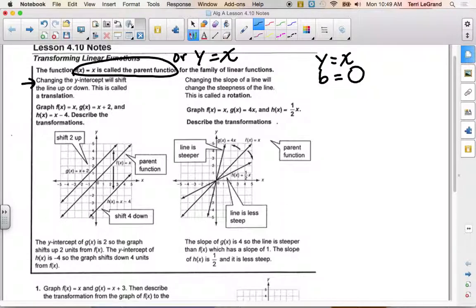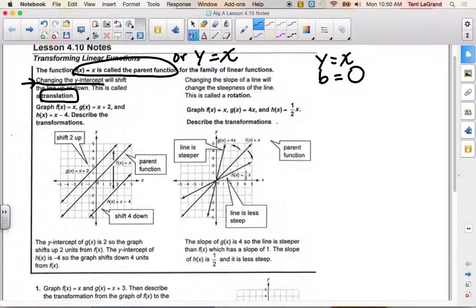So if the y-intercept is going to change, that's a transformation. The transformation it causes, when you change the y-intercept, is called a translation. Would you underline that? A translation will occur. That is the type of transformation that happens. By changing the y-intercept, you're either going to move the line up or move it down. So it can't go side to side.